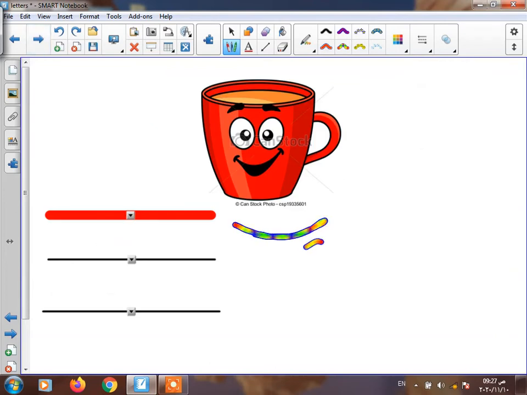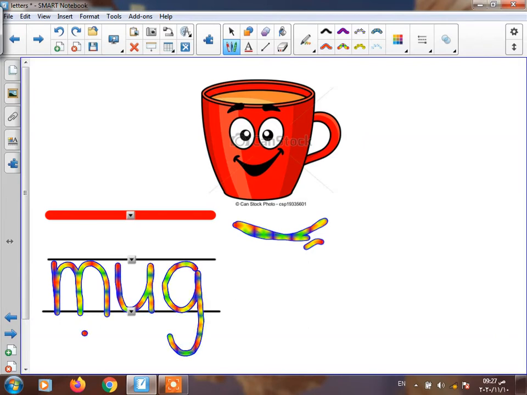What is it? It's a mug. How can I write the word mug? M-U-G. Mug.